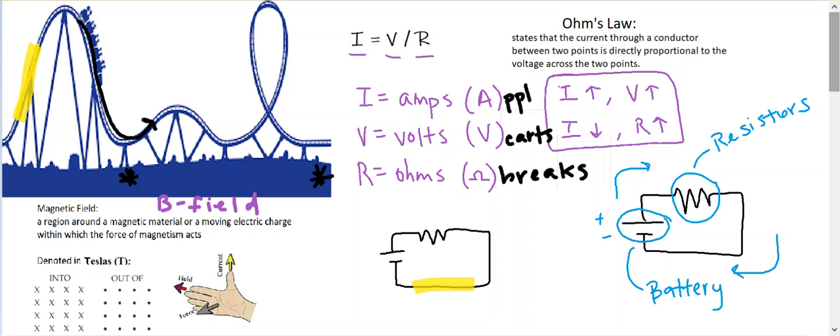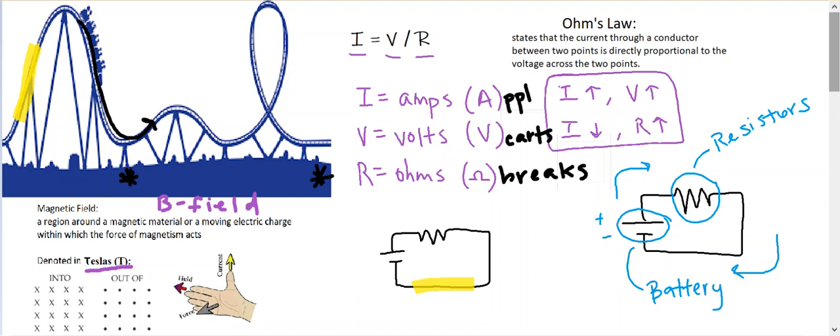Okay, so B field is measured in Teslas, capital T as we see right here. And when it's denoted on the page, it's either in X's or dots or O's. The X's mean that the B field is going into the page, and the O's or dots mean that the B field's coming out of the page. Because remember, B field's an area, it's not a plane.